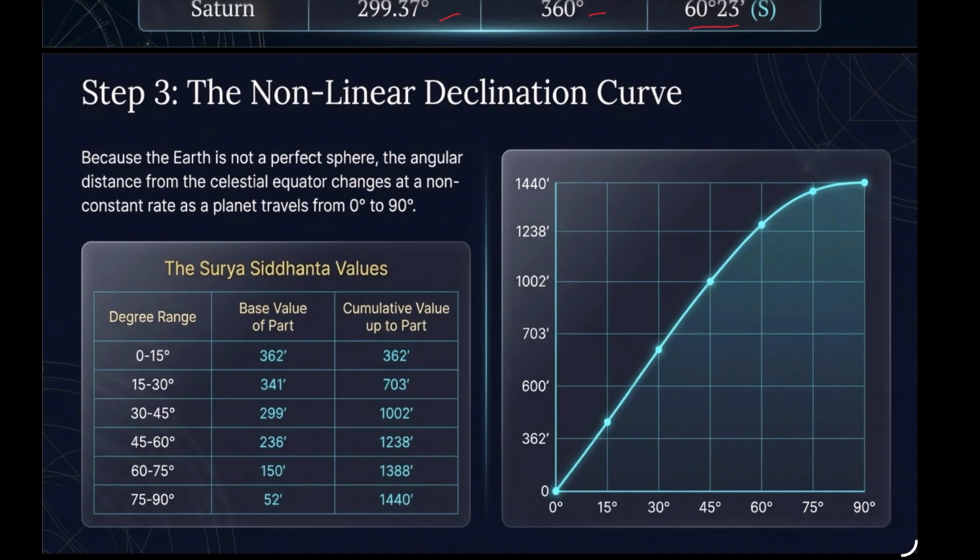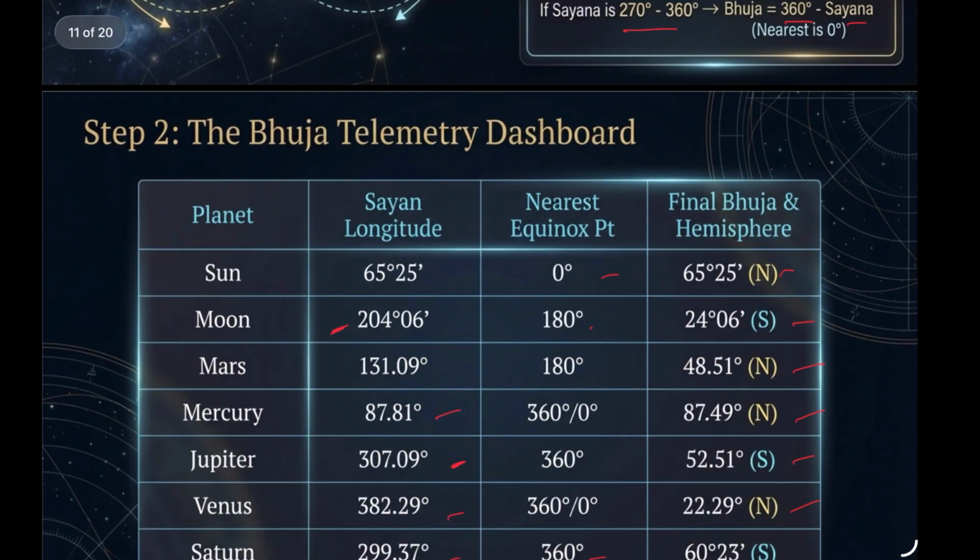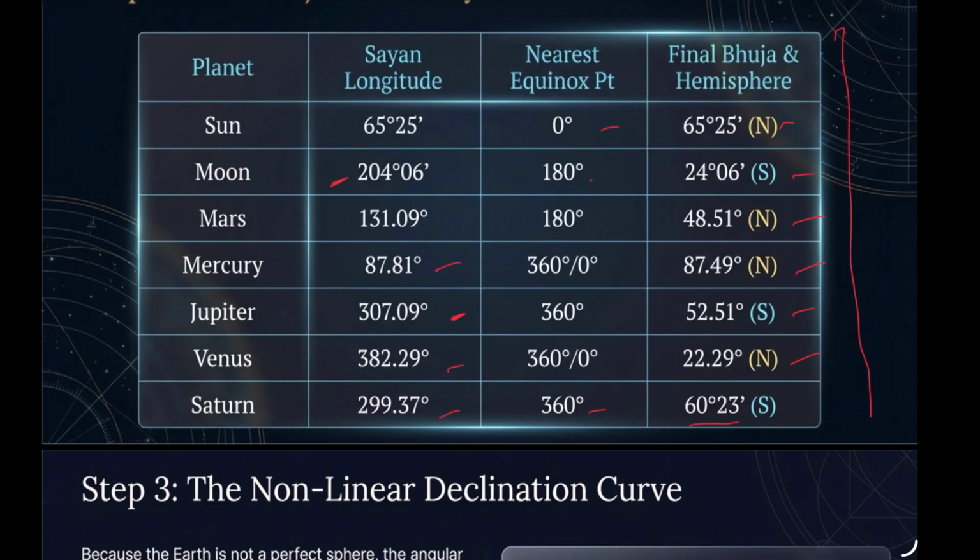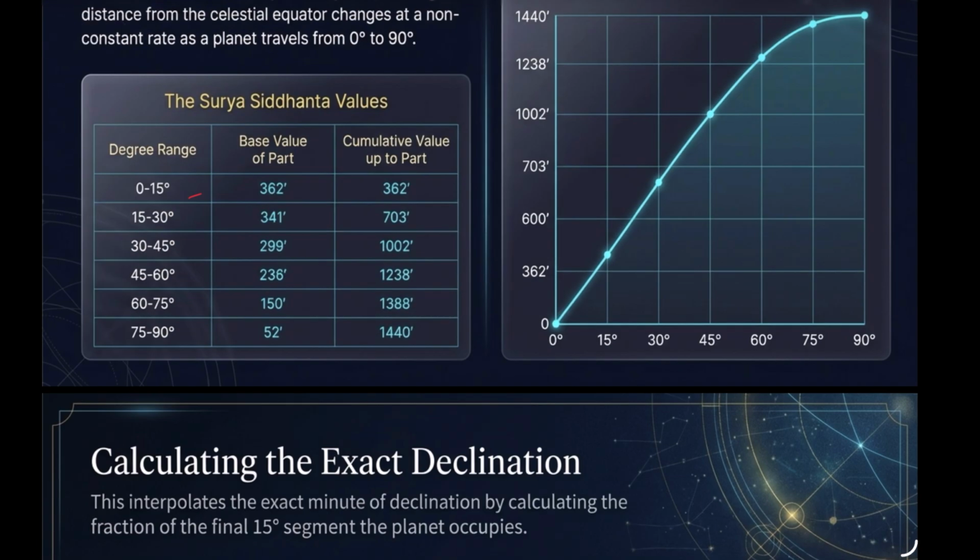Here comes the important part where we have to use a reference table for the calculation of declination, in which 90 degree is divided into 6 parts of 15 degree each. And since Earth is not a perfect sphere, declination is not the same at all 6. For that, 0 to 15 degrees, after this calculation, we have to use these values and check where it lies in this set. If it is 0 to 15 degree, then we'll use base part as 362. If it is 15 to 30, we'll use base part this, and then we'll add these two to get the cumulative part. Similarly, in this, we use this as base part, we add it, and so on.